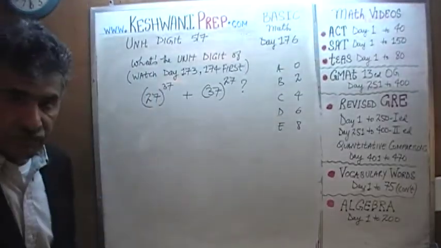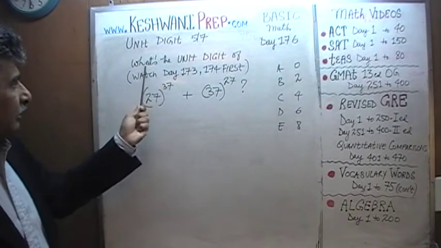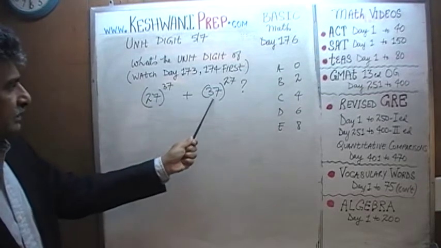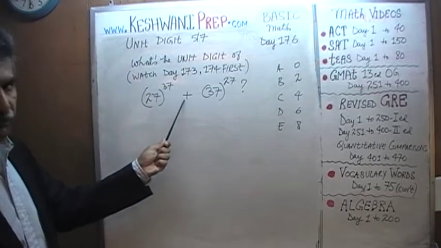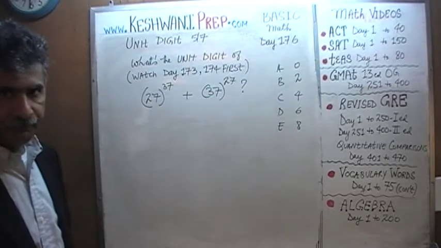The question is very simple. Very straightforward. The question simply is, what's the unit digit of 27 raised to 37 plus 37 raised to 27? One more time, 27 raised to 37 plus, it's an addition, it's not a multiplication, plus 37 raised to 27.